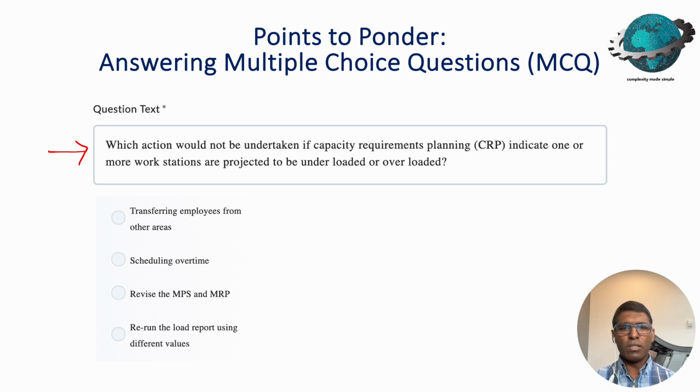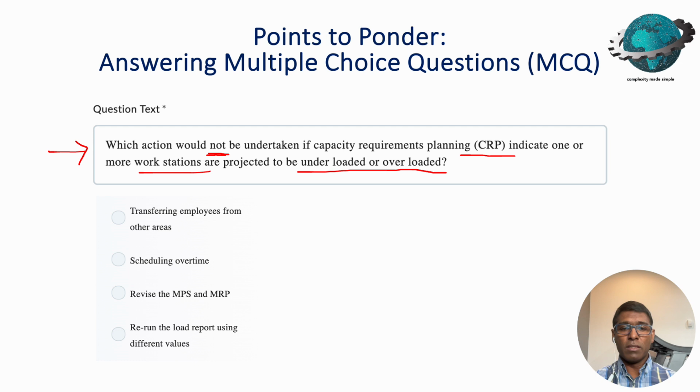So the question is, which action would not be undertaken, keyword not, if capacity requirements planning indicates one or more workstations are projected to be under or overloaded? So this question, keyword not, talks about capacity requirements planning, workstations, and whether they are under or overloaded. So if we flip this around a little bit, if the question is saying what would not be done, then the opposite is what would be done if we are faced with this scenario. Let's run through the answers and see if that's something we would or wouldn't do.